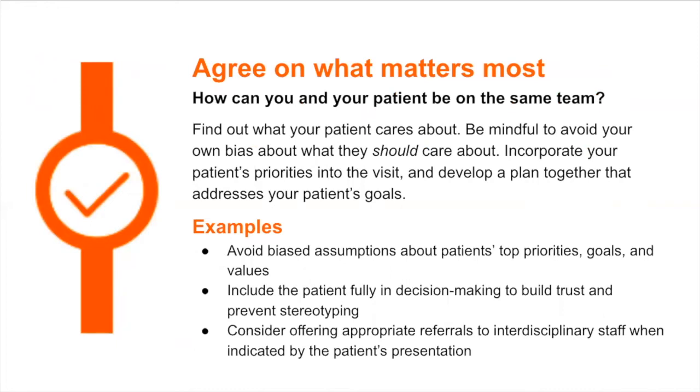Agreeing on what matters most is about finding out what your patient cares about and being mindful to avoid your own bias about what they should care about. Incorporate your patient's priorities into the visit and develop a plan together that addresses your patient's goals. Specific examples include involving the patient fully in decision making to build trust and prevent stereotyping, as well as considering appropriate referrals to interdisciplinary staff when indicated by the patient's presentation.